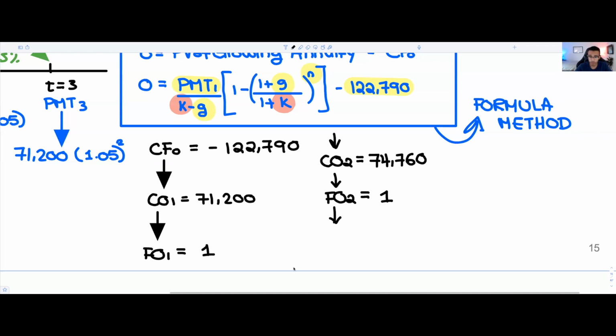Now, CO3 will be equal to 71,200 times 1.05 to the power of 2. That should give you 78,498. Now, because I want to be super comprehensive, I'm going to do it one more time just to make sure that we have the correct amount, and we do. Perfect. And then, of course, FO3 will be equal to 1. Now, I know this is not looking so cute, but I just want you to be able to review this document and have everything with you.